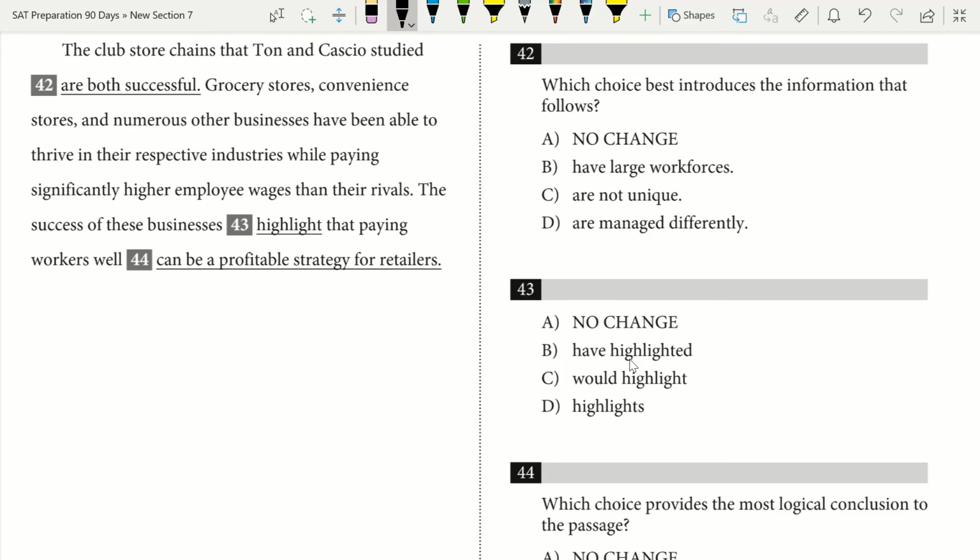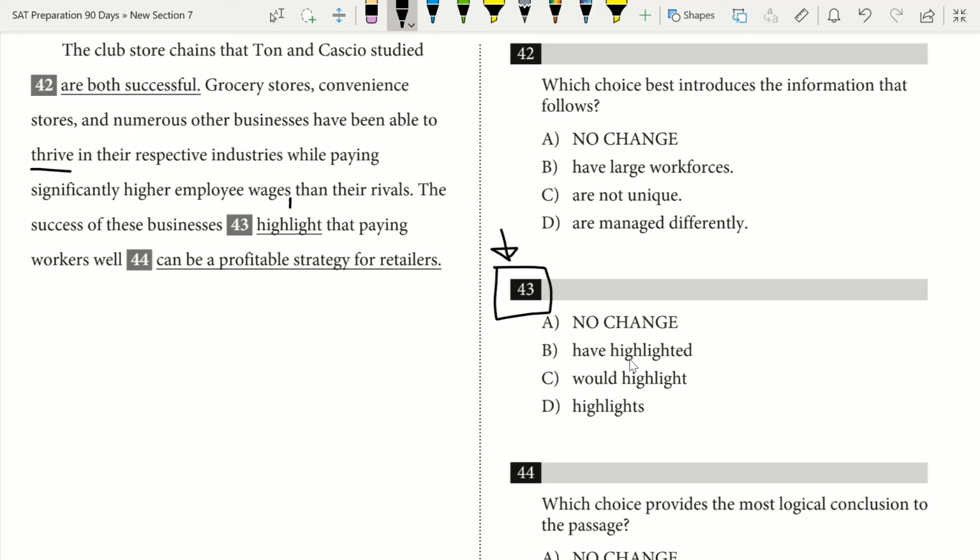All right, so I have an SAT writing tip for you. In this case, my writing tip is related to question 43. This is going to be about matching tense and also matching your subject's number to your verb's number. Okay, so we're going to be working on question 43. Let me give you a little bit of context here. Grocery stores, convenience stores, and numerous other businesses have been able to thrive in their respective industries while paying significantly higher employee wages than their rivals. The success of these businesses highlight.